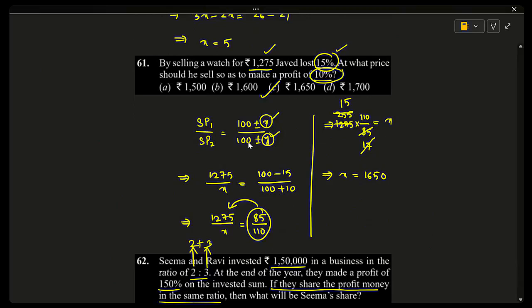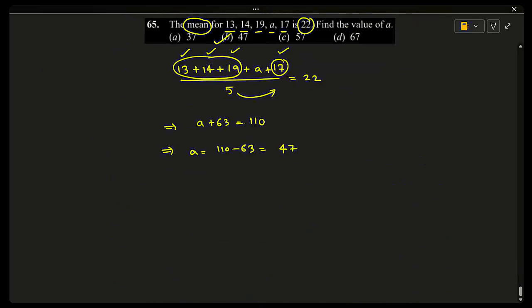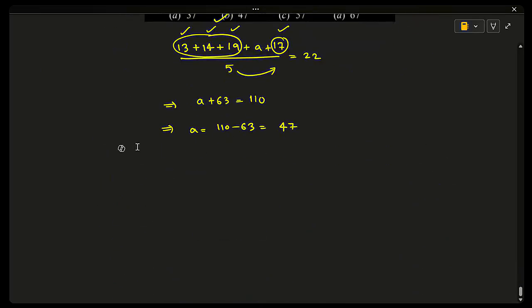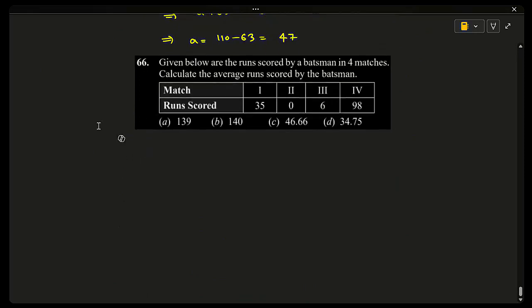66th one. Given below are the runs scored by a batsman in 4 matches. Calculate the average runs scored by the batsman. Very simple question. So it's given, 1, 2, 3, 4 observations are given. We have to find the average. We know sum of observations by number of observations. 35 plus 0 plus 6 plus 98. We have to divide it by 4.